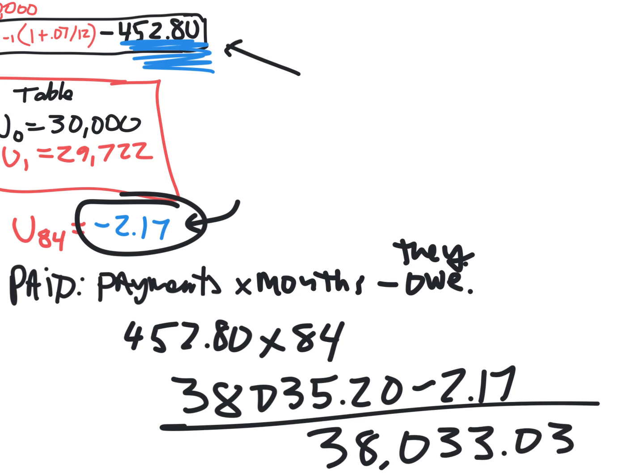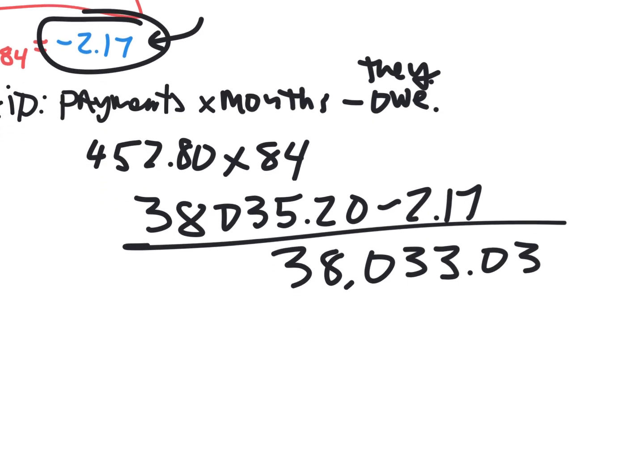38033.03. Raise your hand if you got the same thing as I did. Okay, if you didn't get that, even more important that you should probably. Okay, hold on. He's saying 452.8 times 84 is not this? U sub 84 is not negative 2.17. Oh, okay, let's talk about that.